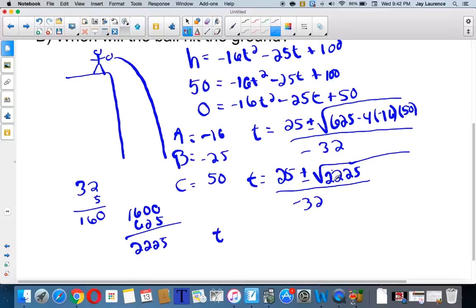So I'm going to ignore that one. I'm going to be interested in the positive time. So I'm going to change it to 25 minus. And when I do that, t is going to be approximately 0 and 69 seconds.